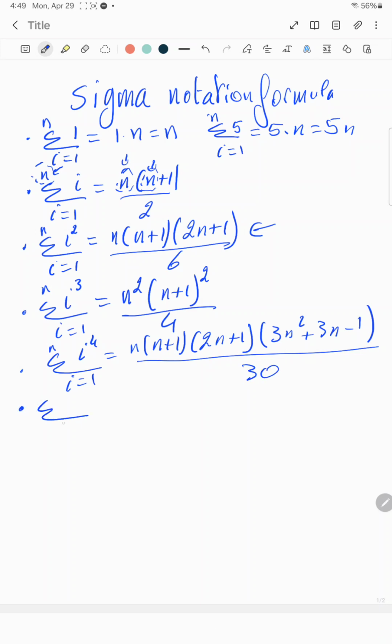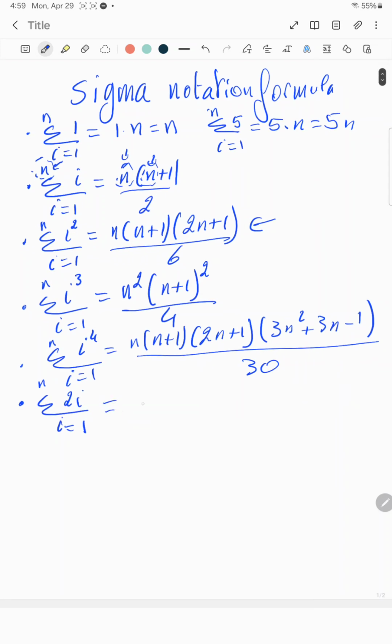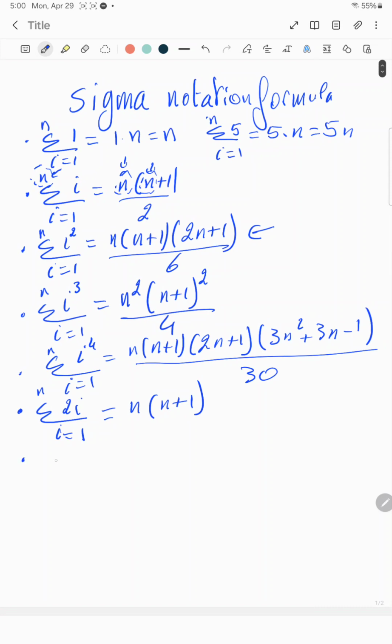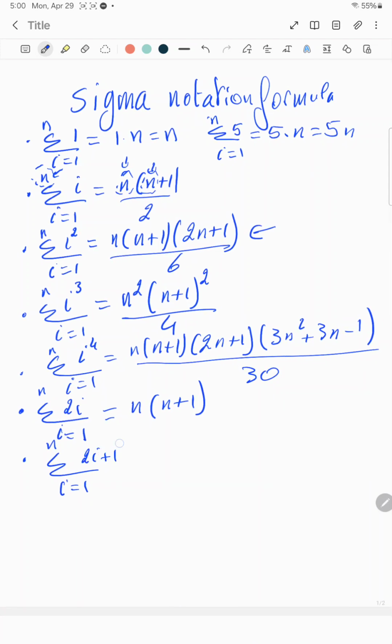My sixth formula. In all I have 8. I will give you 8. There is more, but those are the mostly used. So i equal 1 to n of 2i. This is equal to n times n plus 1. And formula number 7, i equal 1 to n of 2i plus 1. This is equal to n squared.